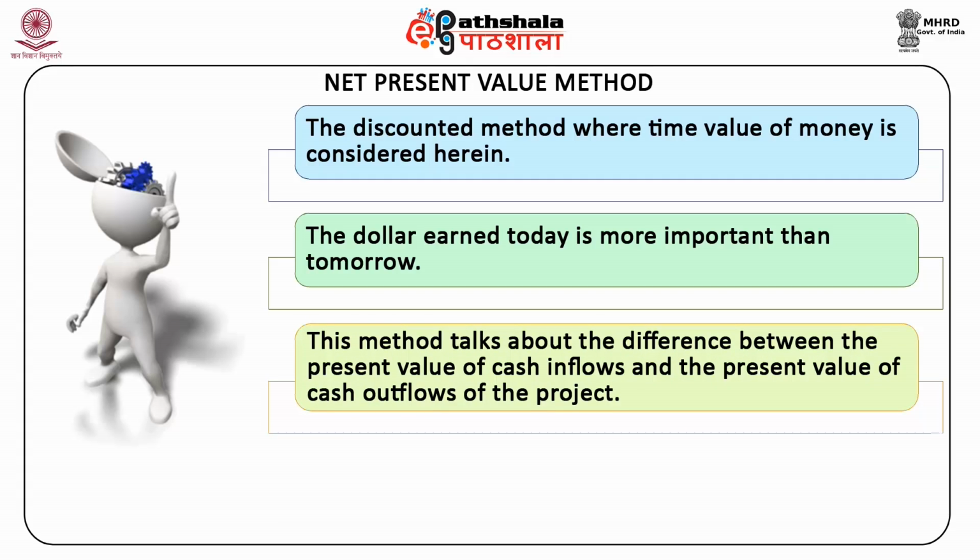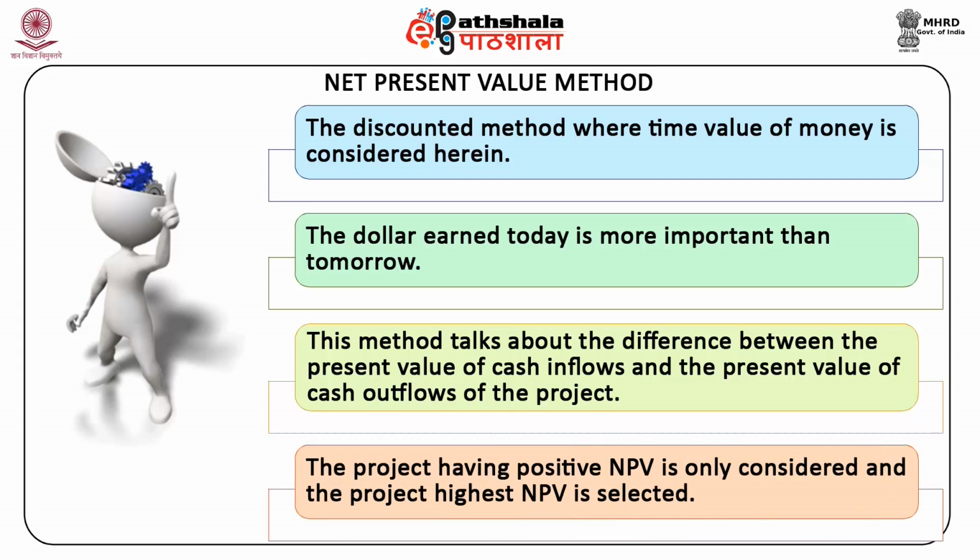This method talks about the difference between the present value of cash inflows and the present value of cash outflows of the project. The project having positive NPV is only considered and the project with the highest NPV is selected.